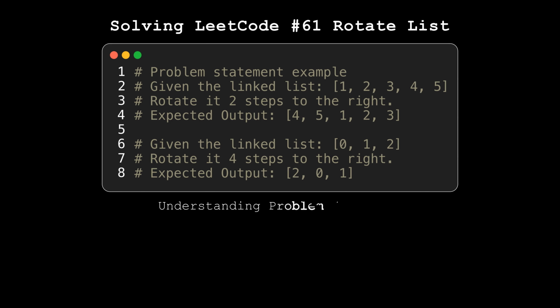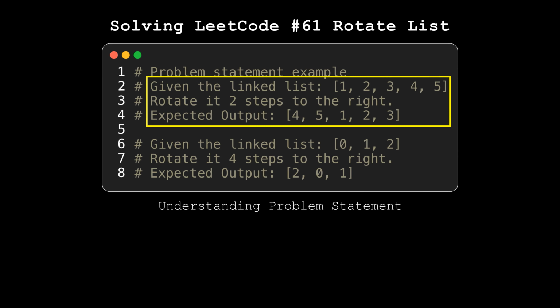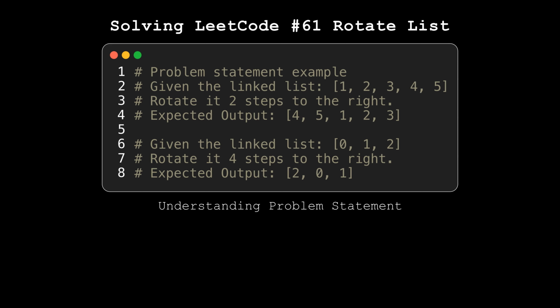We have a linked list, and we need to rotate its nodes to the right by k steps. For example, if we have a linked list 1, 2, 3, 4, 5, and we rotate it by 2 positions, the output should become 4, 5, 1, 2, 3. Similarly, considering example 2 with 0, 1, 2, if we rotate it by 4 positions, we end up with a list 2, 0, 1. Notice rotating by 4 steps actually means 1 full rotation plus 1 extra step because the length of the list is 3.